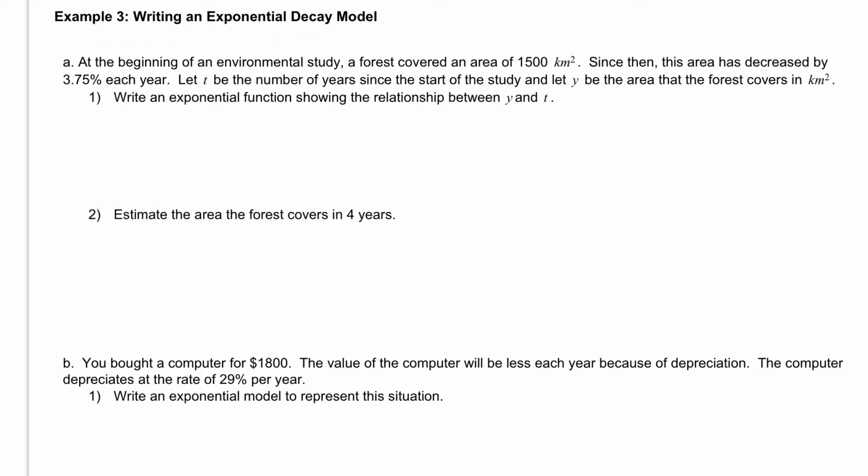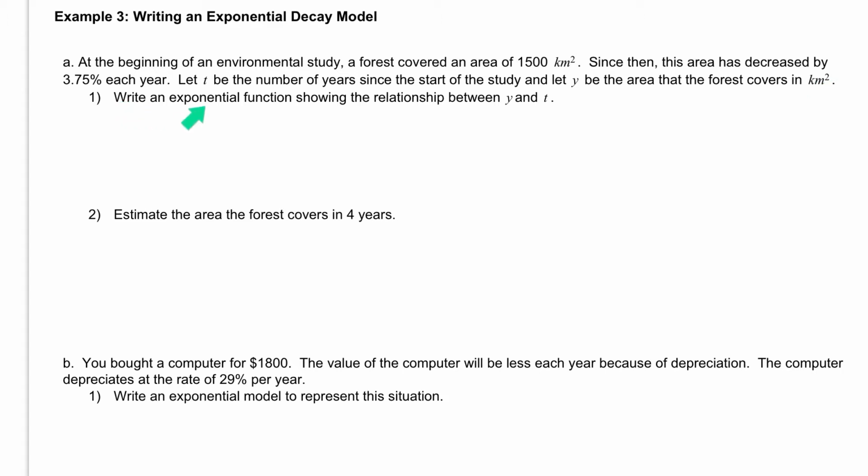In example 3, we're going to start now talking about exponential decay models. Letter A says, at the beginning of an environmental study, a forest covered an area of 1,500 kilometers squared. Since then, this area has decreased, and that's your indication that it's a decay model, by 3.75% each year. Let T be the number of years since the start of the study, and let Y be the area that the forest covers in kilometers squared.